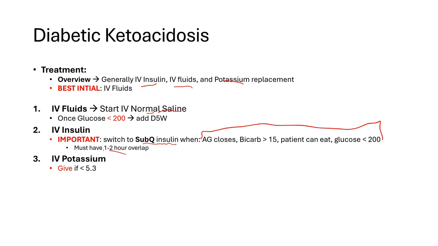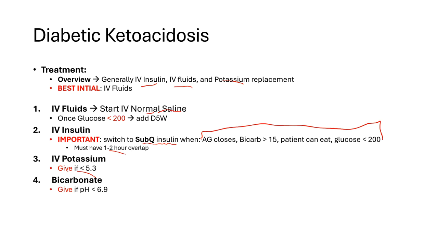Then, of course, we can also give intravenous potassium. We typically only give this when the potassium value in the serum is less than 5.3, and that's a big takeaway point. Remember, we expect the serum potassium to usually be elevated. We do not want to elevate it too much and lead to hyperkalemia, which can lead to arrhythmias and cardiac issues. So we only replete potassium once the level is less than 5.3.